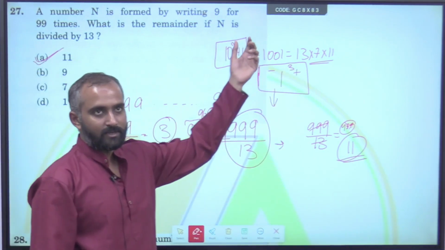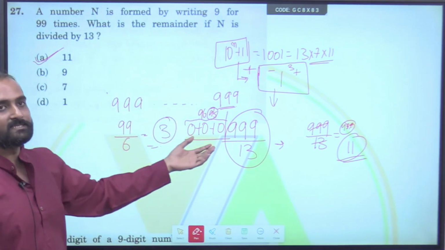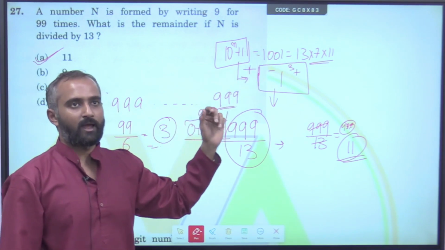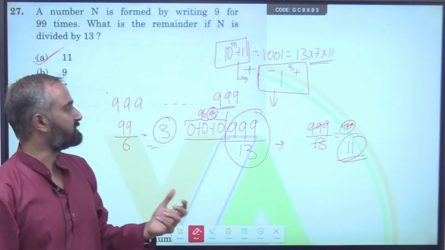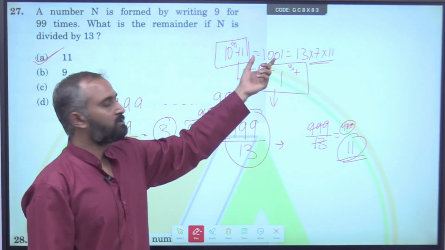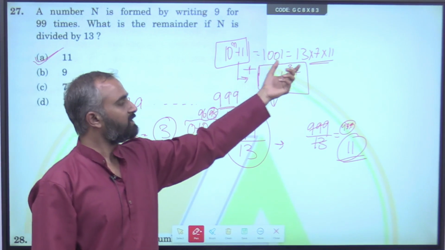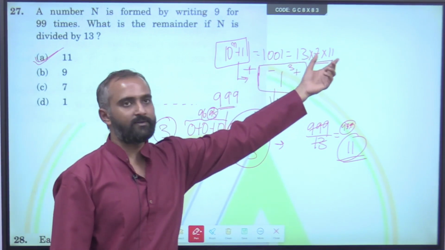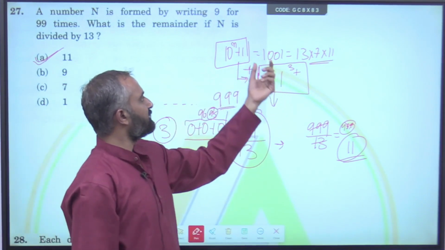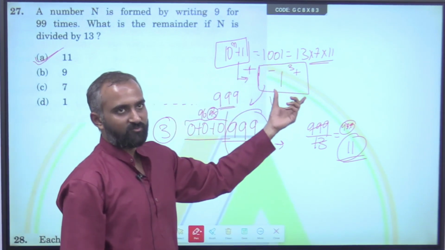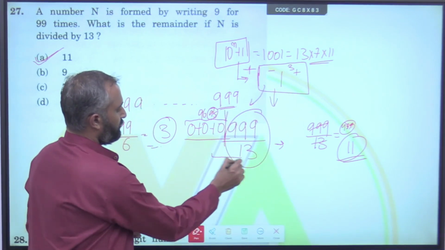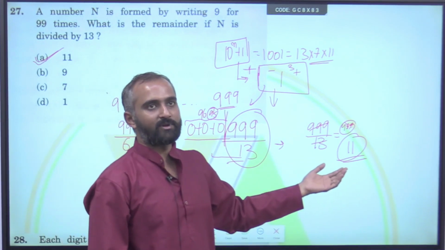Not much complex. It may seem complex at first. Oh, 999 nines are there, how do we do it? But if you know the rule, that 1001 pattern I told you at the start of the session itself, pattern finding is important. You get that 1001 is equal to 13 into 7 into 11, and after this, apply that. If 3 are the same, a block of 6 adds 0 to the remainder, and you will end up here directly. Hardly a 1-minute question this.